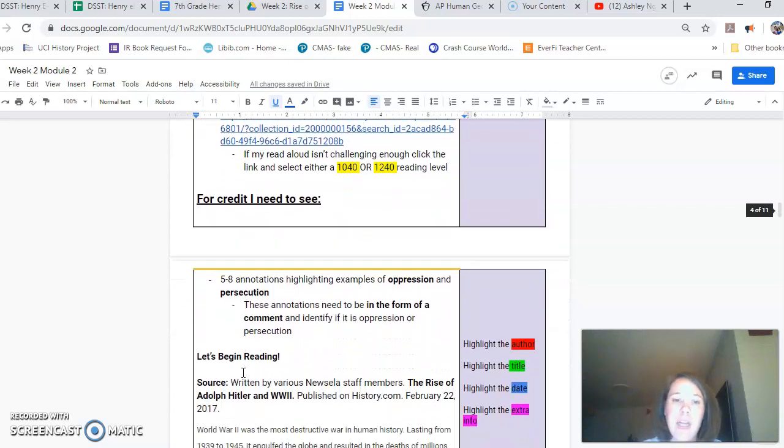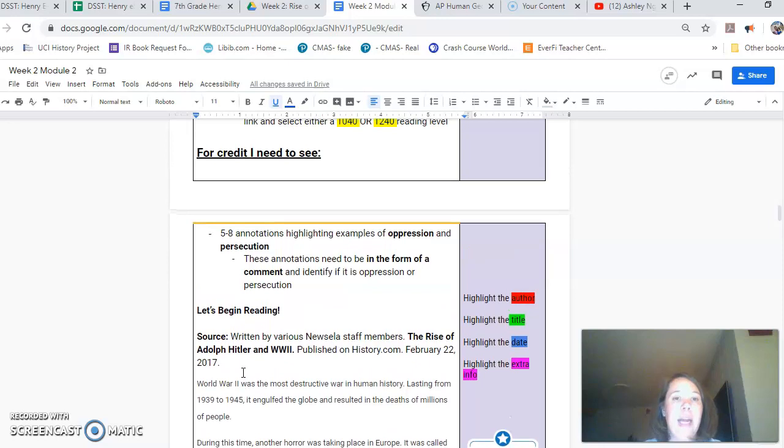In order to get credit for this, I need to see that you are making 5 to 8 annotations, highlighting examples of oppression and persecution. These annotations need to be in the form of a comment, and you need to identify it as oppression or persecution. I'll show you how that should look.